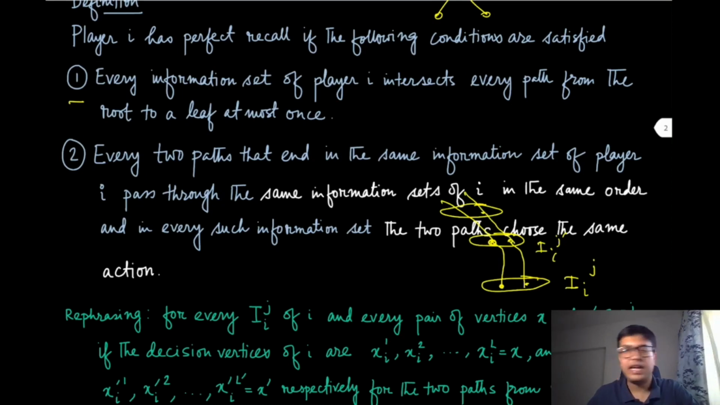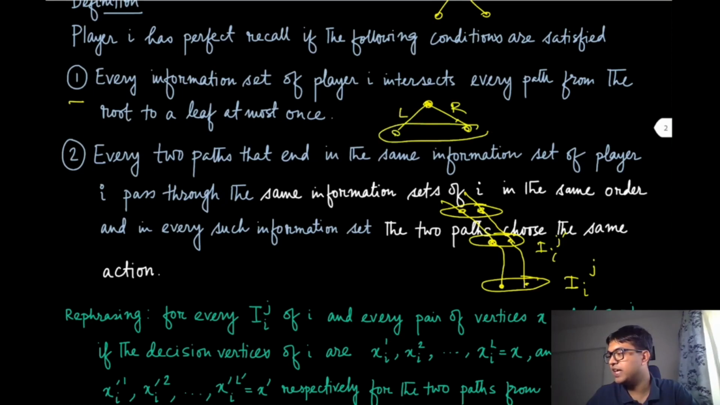And in every such information set, the two paths choose the same action. This is the most important thing. Because in the same information set, the set of actions available to this player I is the same, they should also choose the same action. So this is ruling out that particular example where the same player was playing both left and right, and then it was in a situation where it had an information set there. Here player 1 was playing, and here also player 1 was playing.